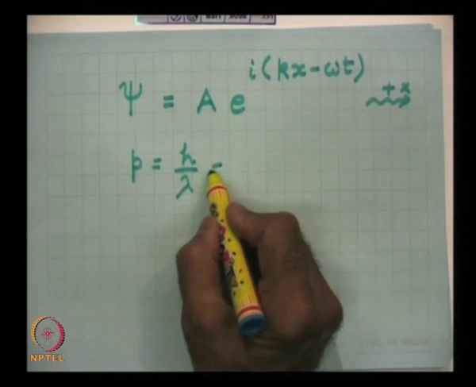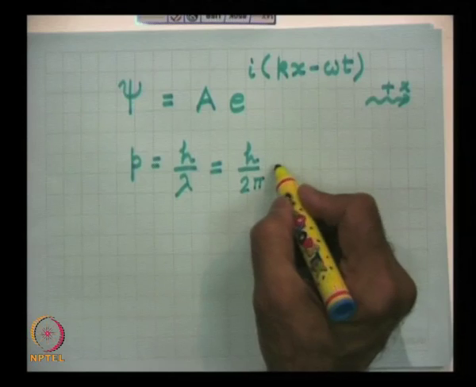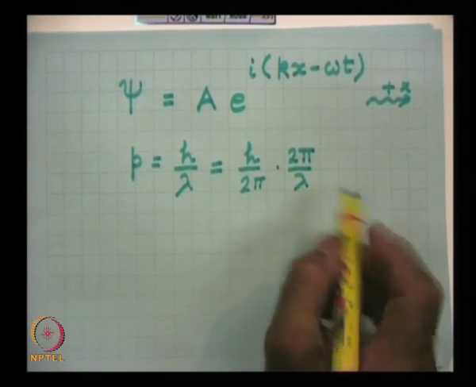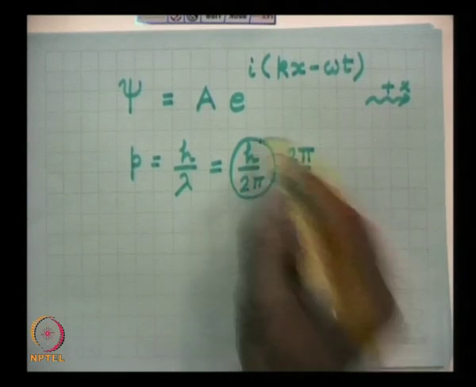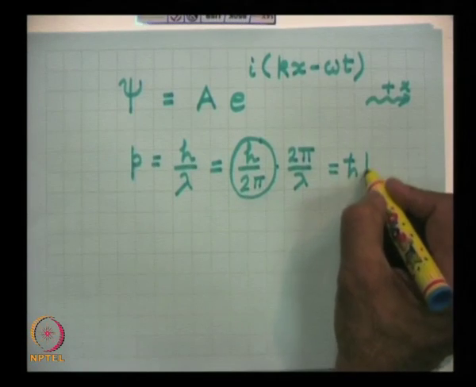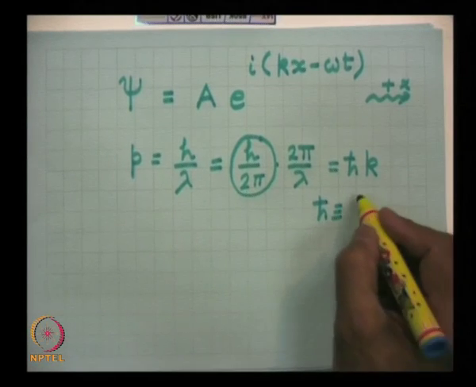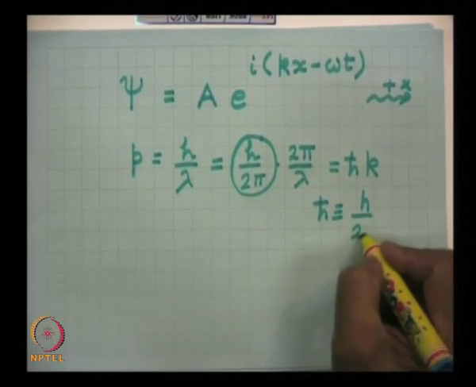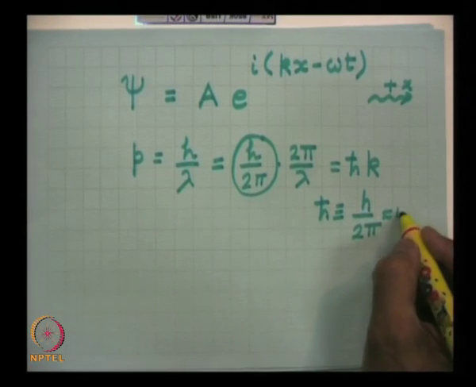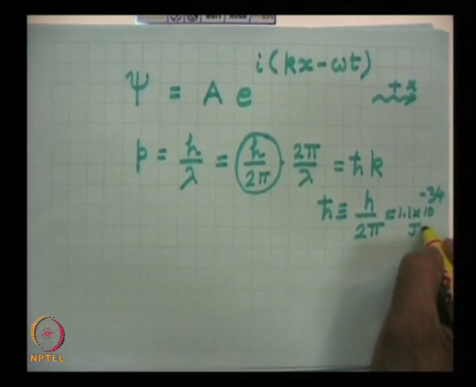So, I divide and multiply by 2 pi. So, h by 2 pi into 2 pi by lambda. This quantity is defined as h cross. So, this is h cross k, where h cross is defined to be equal to the Planck's constant divided by 2 pi. And it has a value of about 1.1, something like that, into 10 to the power of minus 34 joule seconds.